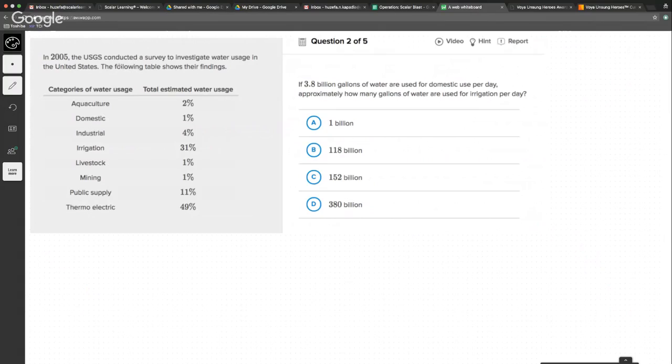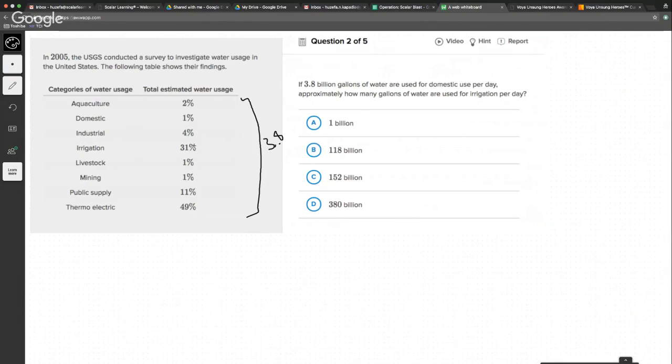All right, in 2005, the USGS conducted a survey to investigate water usage in the United States. The following table shows their findings. If 3.8 billion gallons of water are used for domestic use per day, approximately how many gallons of water are used for irrigation? In a problem like this, they're saying 3.8 billion gallons are used per day. That's crazy if that's true. So the total of all of this is going to add up to 3.8 billion.